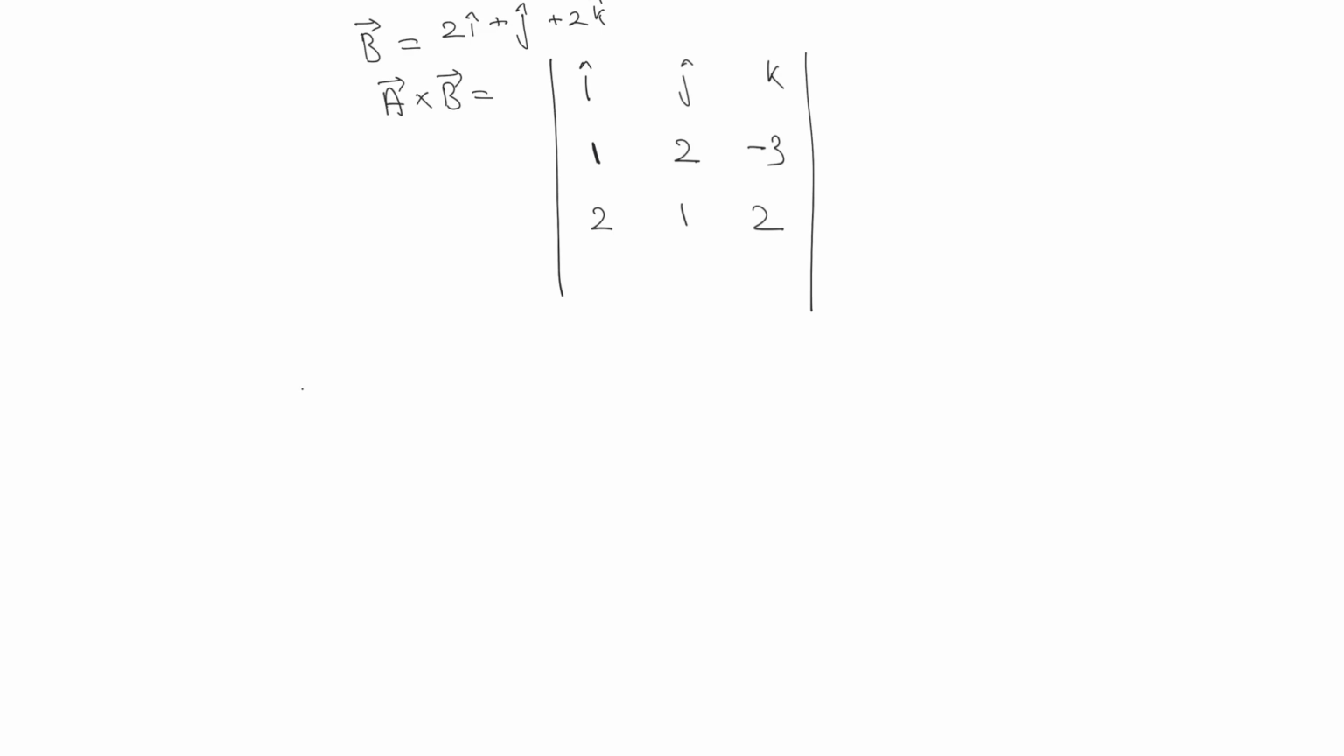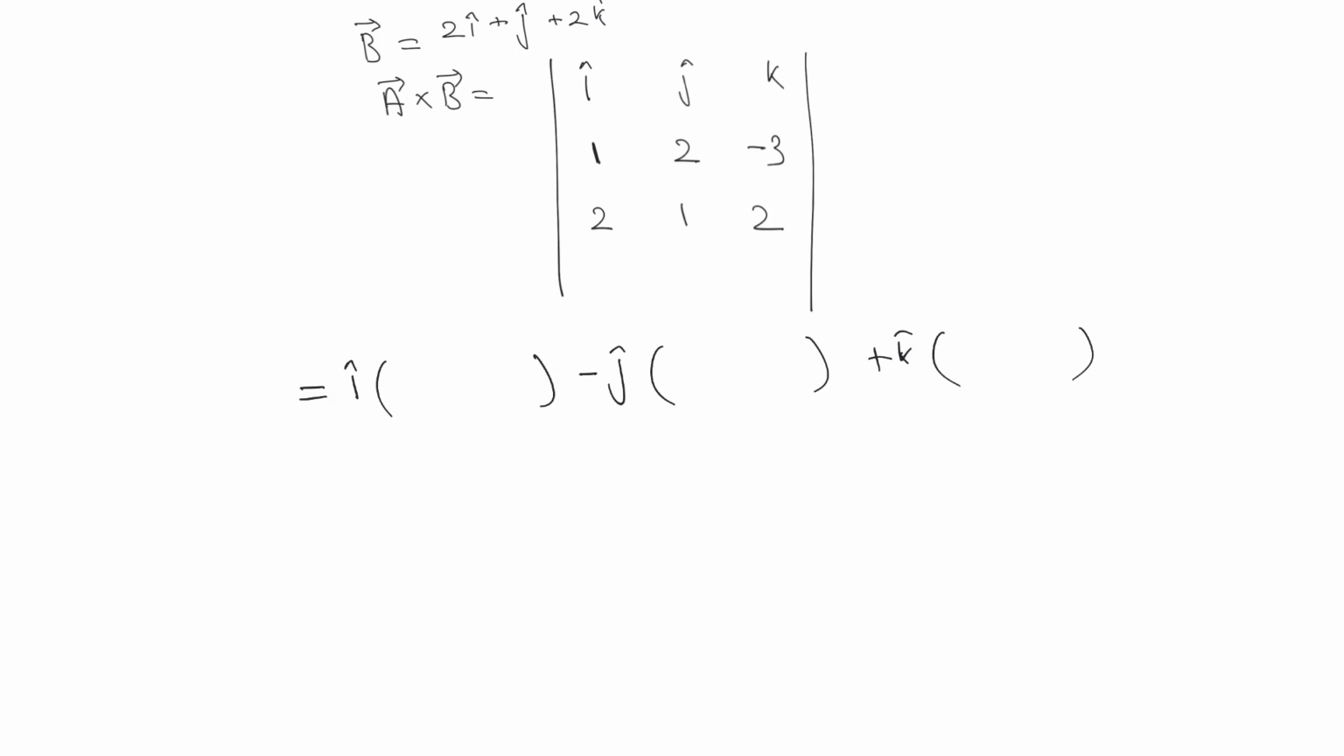Now we will write a cross b is equal to i minus j plus k. Now if we take this component i, then we eliminate this column and row. Then first we go in this direction, that is 2 into 2, which is equal to 4, minus, we go in this direction, 1 into minus 3, which is equal to minus 3, so we write minus of minus 3.